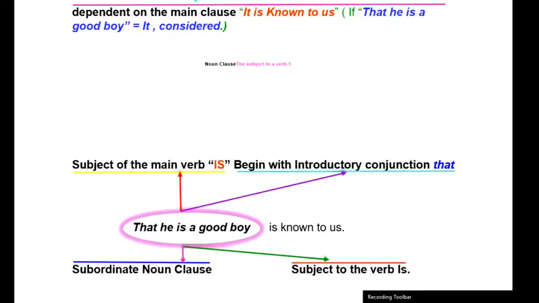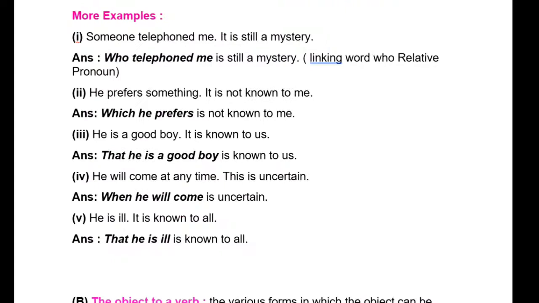Okay, now let's move forward to the subordinate noun clause, which category? Object to the verb. There are some more examples of subject to the verb noun clause.